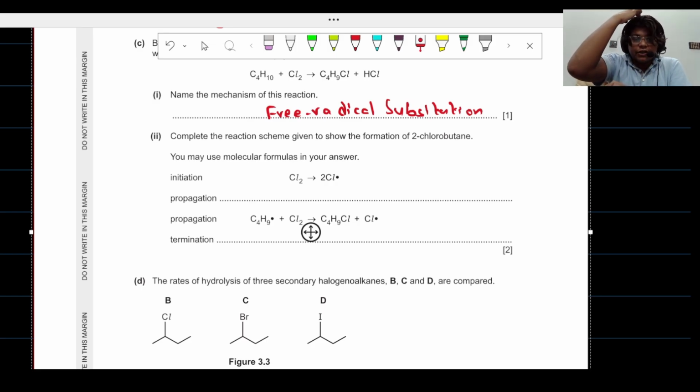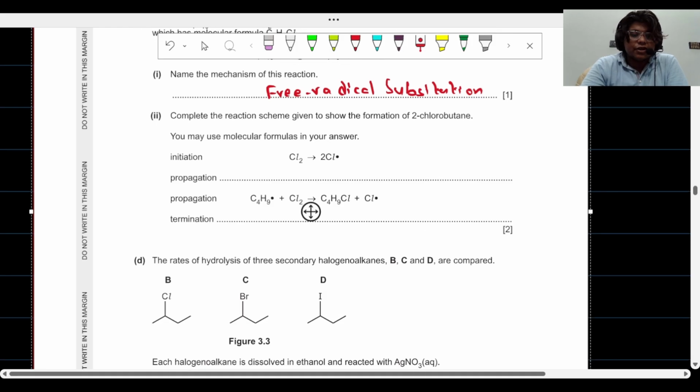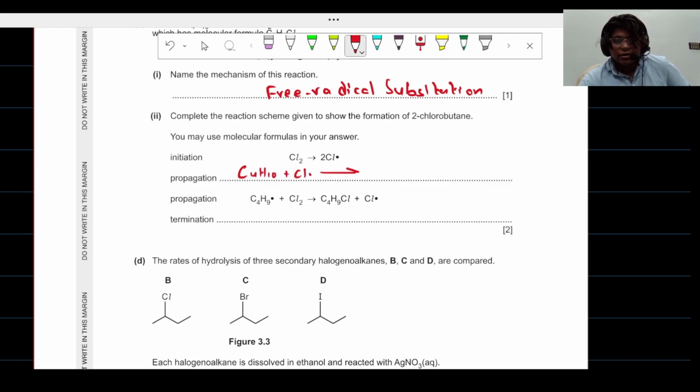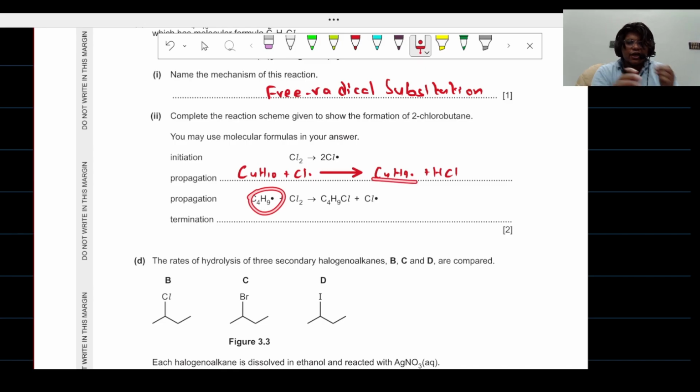This is the difference. So now let's write the propagation step for it. We already have one propagation step written for us. Now let's write the propagation step before this. So what will happen? You will have C4H10 and this will react with a chlorine free radical and you will get C4H9 free radical and HCl, right? Because we need to show this in continuity, right? Where did I get this C4H9 free radical from? So that's where I got it from.